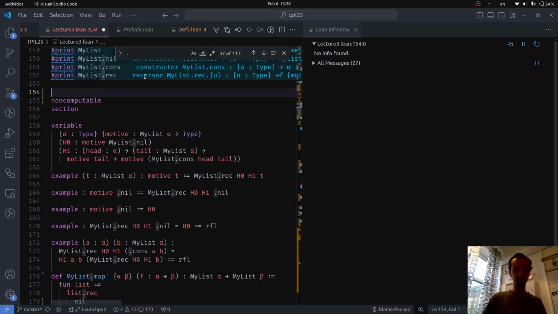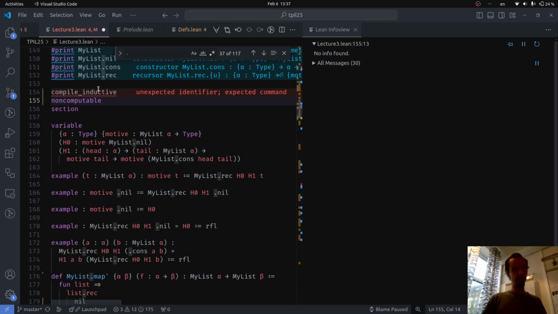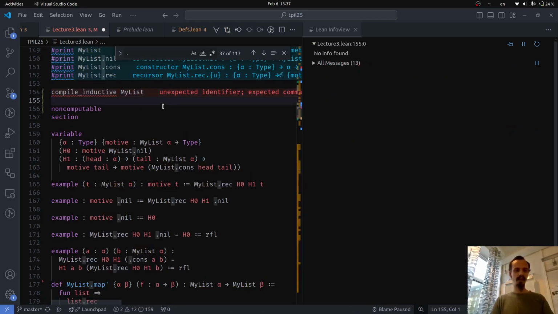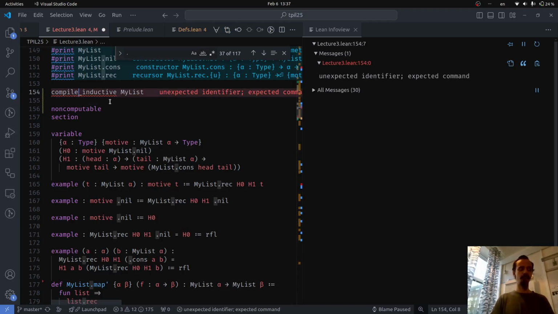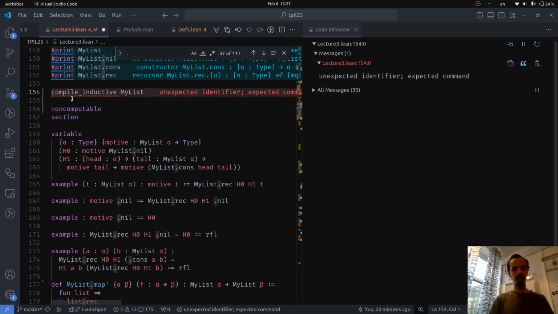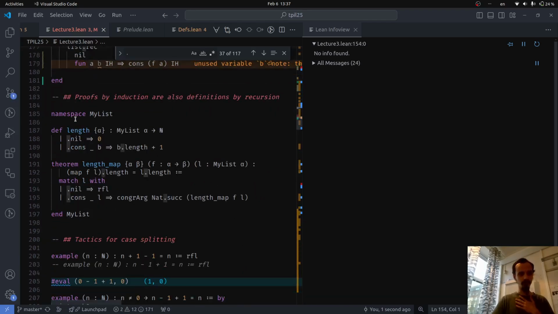And this is possible, and I am trying to remember whether this actually exists. Compile inductive. Well, I'm not about to look it up. But I believe there is a thing which I can tell it to compile my list as, to basically give it the recursor. So then these will just work without the noncomputable. This is the method, the extension. Okay.